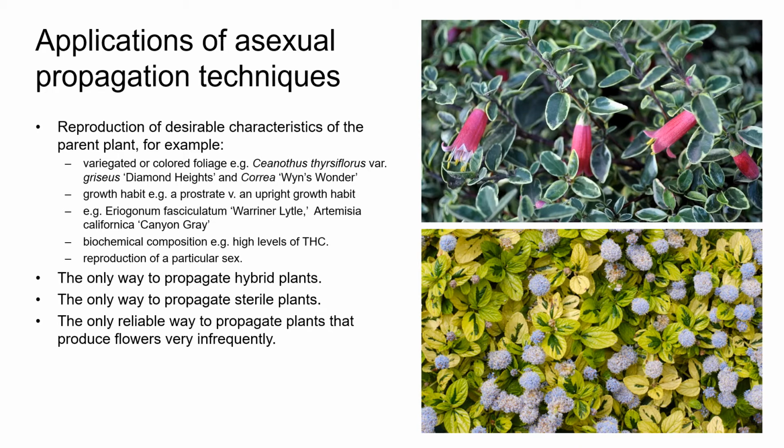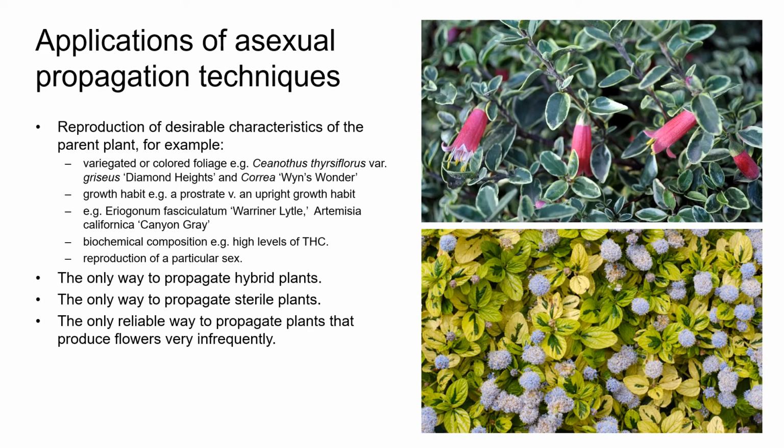Asexual propagation is also necessary if we're wanting to reproduce specific biochemical properties of the parent plant, for example, a particularly high THC level in cannabis. Vegetative techniques are also essential when we're propagating hybrid plants. If we try to grow hybrids from seed, we'll obtain seedlings that exhibit a range of genetic variability, and there's no guarantee that any of them will be identical to the parent plant. Therefore, we have to propagate the parent plant by asexual methods.